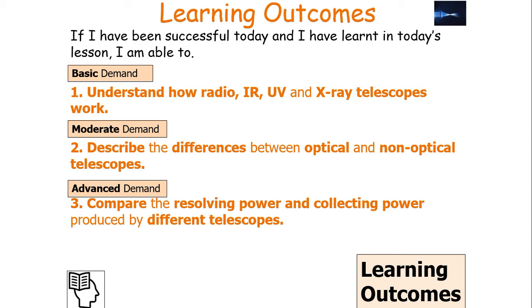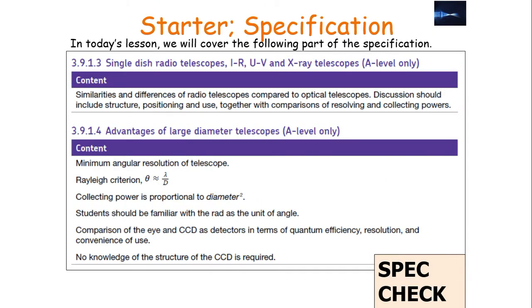So if we are successful in today's lesson, we can understand how radio, infrared, ultraviolet and X-ray telescopes work, describe the differences between optical and non-optical telescopes, and then compare the different types of resolving power and collecting power found in different telescopes, which falls into the following part of the AQA A-Level Physics specification in the option block of that particular course.